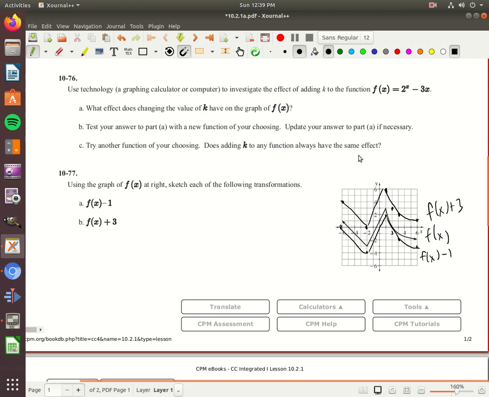Again, hopefully you find this lesson a little bit easier than 10.1 through 10.1.4. I think those are a little bit trickier.